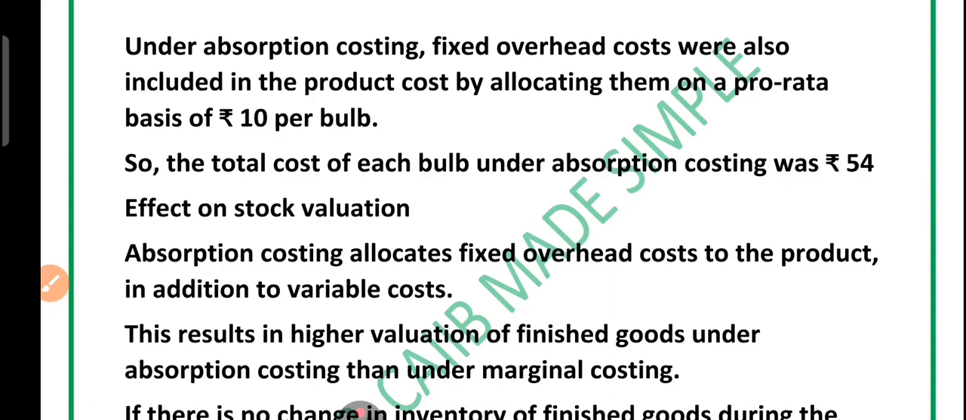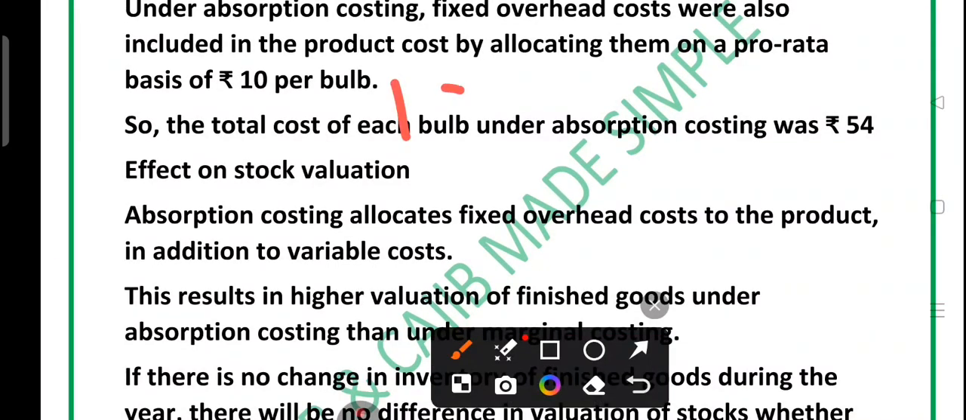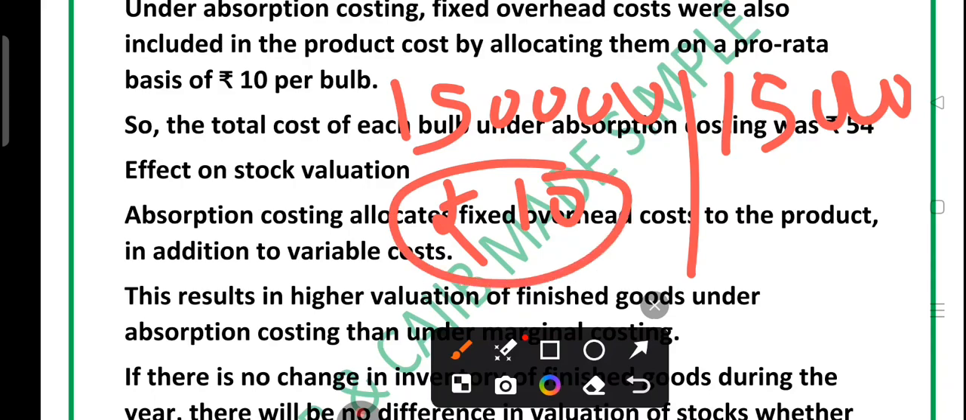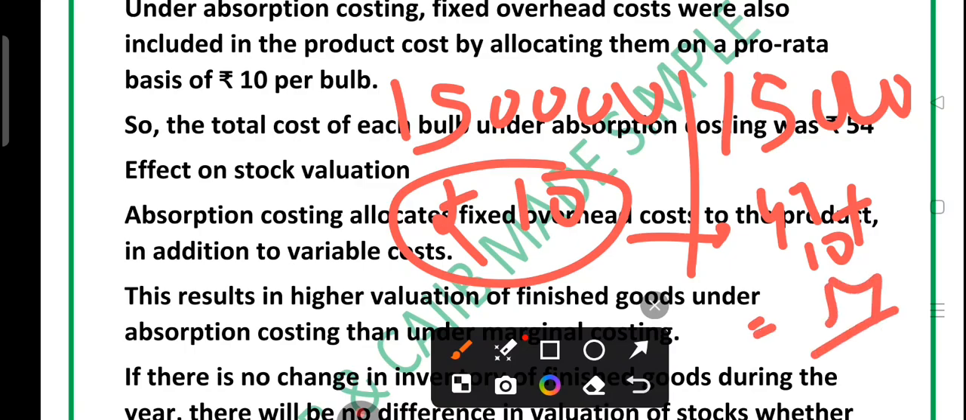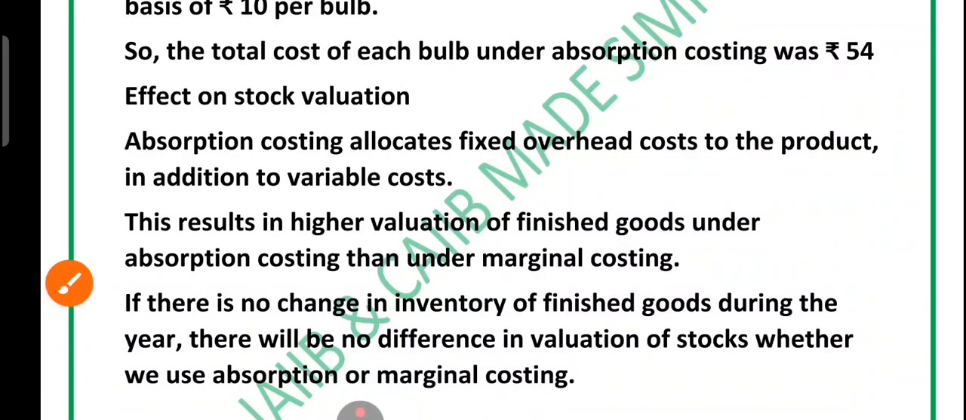But in absorption costing, we also add the fixed overhead. How? By spreading the total fixed cost of 1,50,000 across all the 15,000 bulbs. Think about it. Total fixed cost is 1,50,000, and how many bulbs are produced? 15,000. So what would be the fixed cost per bulb? 10 rupees. Just divide both of them. So total cost per bulb as per absorption costing will be 44 plus 10, which is equal to 54. See the difference. That extra 10 rupees is what makes absorption costing always higher than marginal costing. That 10 rupees accounts for the fixed cost per bulb.